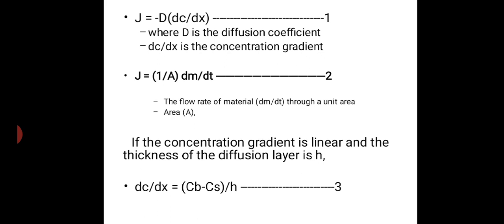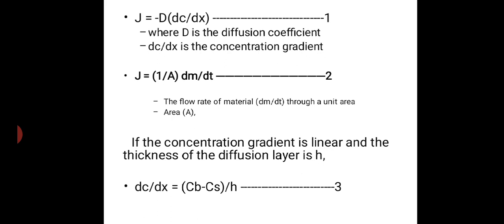Now we have another third equation, that is dC by dx equal to Cb minus Cs by h. If the concentration gradient is linear and the thickness of the diffusion layer is h, considering the thickness of the membrane as h, the equation can be modified as dC by dx is equal to Cb minus Cs divided by h. So this gives the third equation.